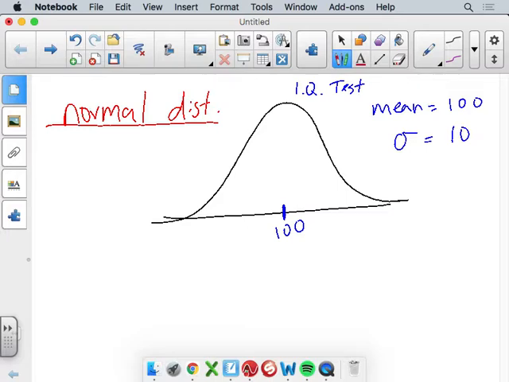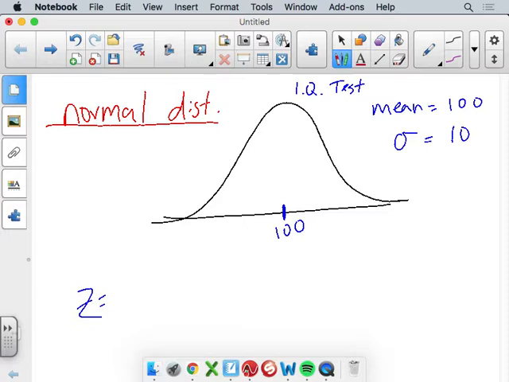Alright, so you have a mean and a standard deviation of 10. So let's talk about a z-score, a standardized score. Put into perspective, a z-score is how many standard deviations I am above or below the mean.